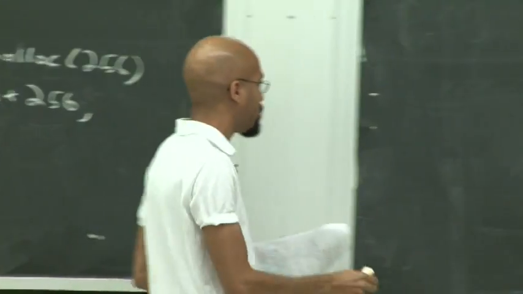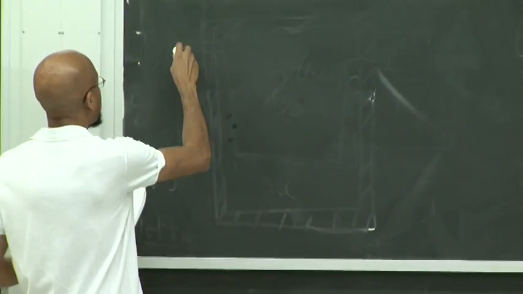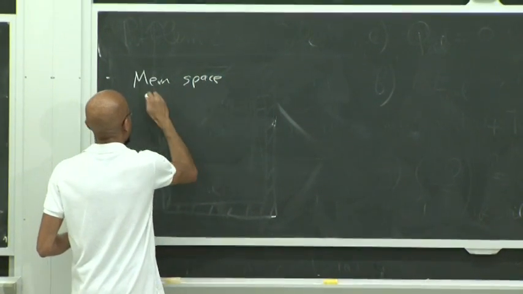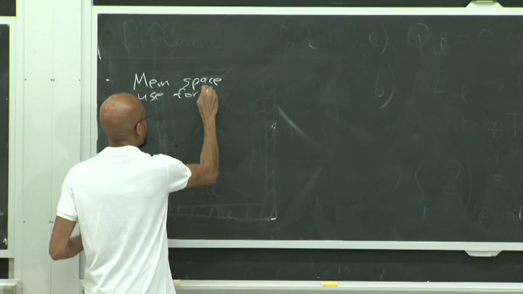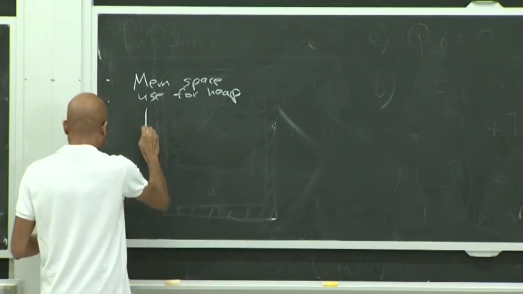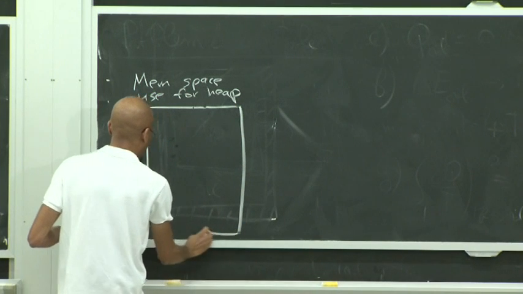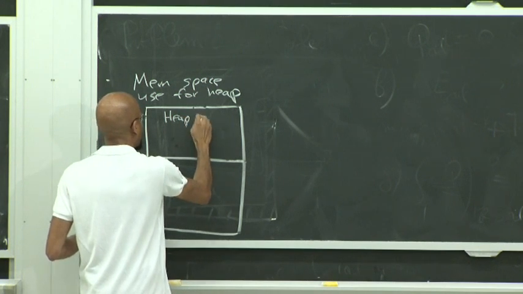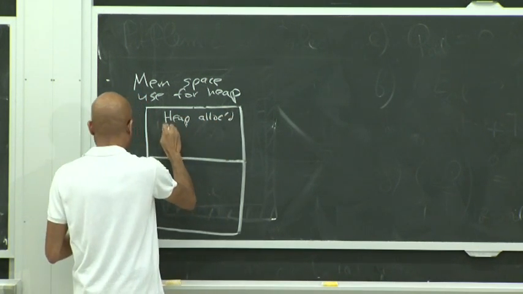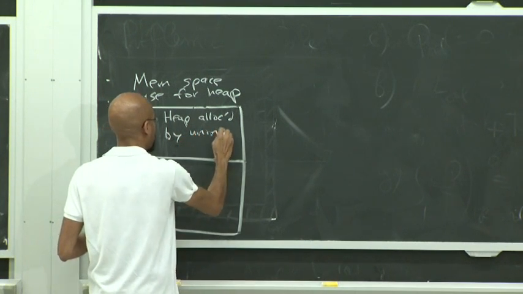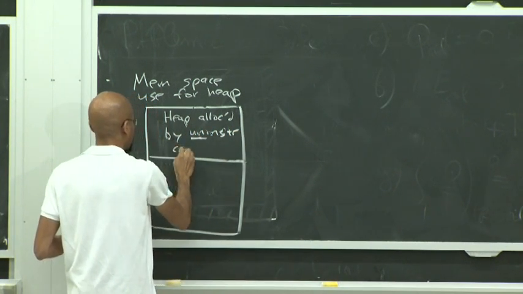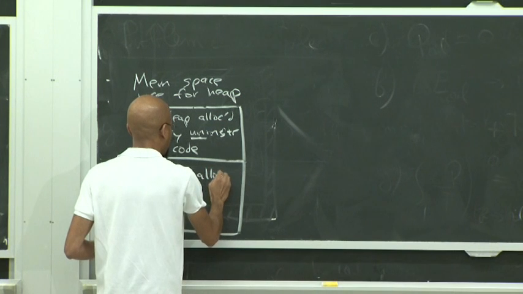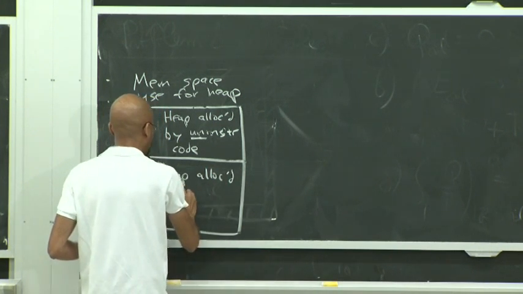Okay? So let me just give you a very simple example here that will hopefully make this a little bit clearer. So let's say that this over here is the memory space that we use for the heap. And in this simple example, let's suppose that we split this memory space up into two components. This is the heap that is allocated by the uninstrumented code. And then let's suppose that down here we have the heap that is allocated by the instrumented code.